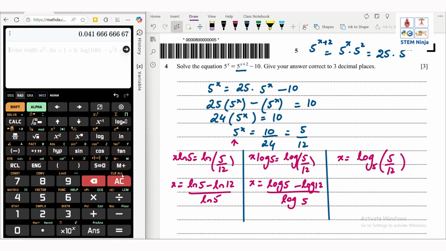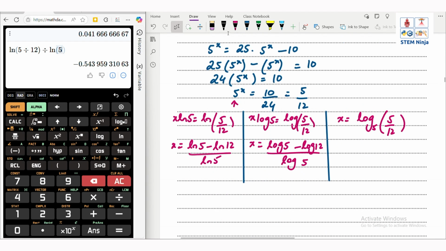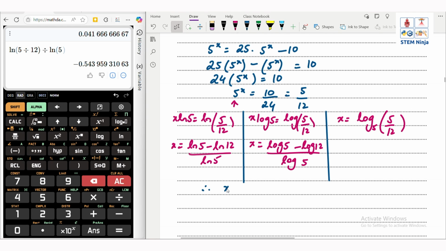So ln of 5 over 12, divided by ln 5. We need the answer in 3 decimal places, so 5 4 4. So therefore x is equal to minus 0.544.